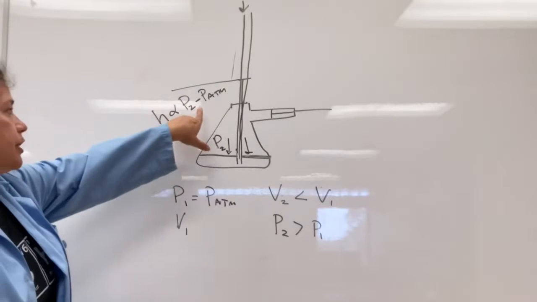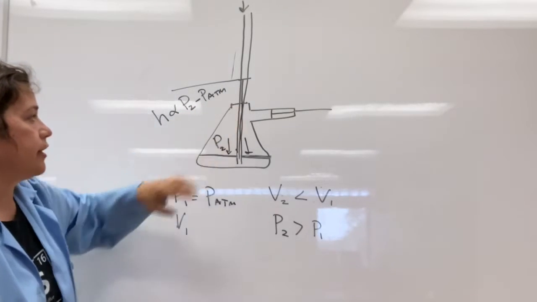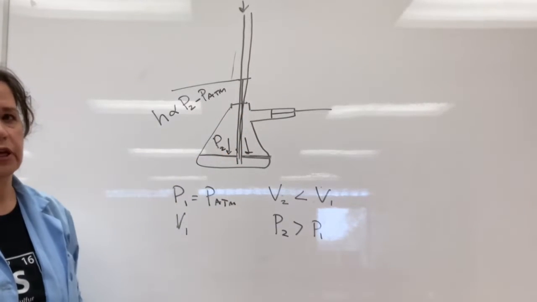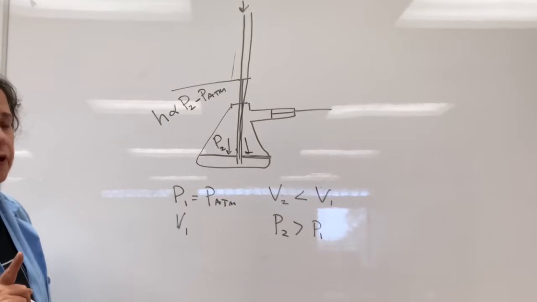Okay, so using this relationship, you're going to set up a table. You're going to solve for the pressure inside the flask. You will also know the volume inside the flask because as we go through the steps, you're going to measure that. Now, there is a flaw in this experiment.